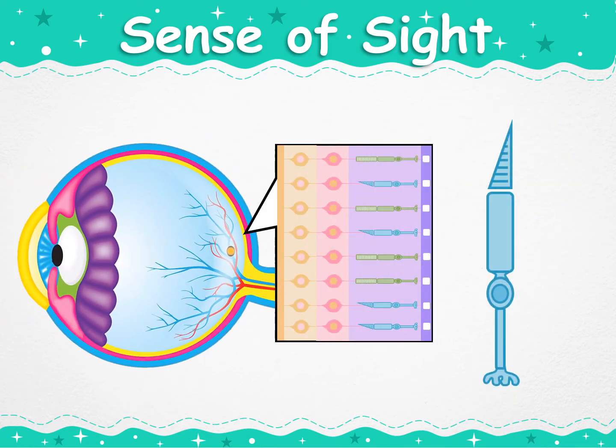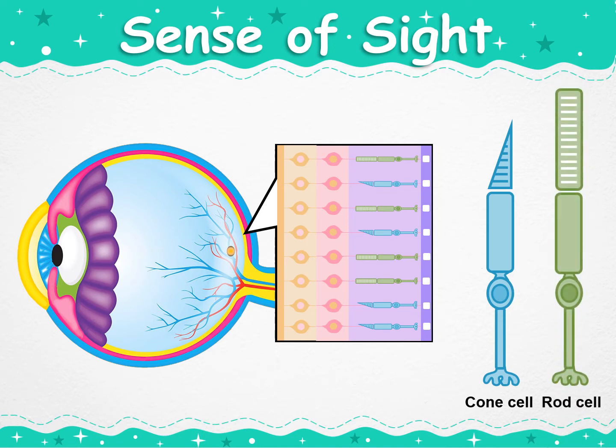Cone cells. These are specialized nerve cells. They are found on the retina and are shaped like cones. These cells are responsible for giving us color vision. Rod cells. These are specialized nerve cells found on the retina just like the cone cells. They are shaped like rods. They are concentrated on the edges of the retina and help in peripheral vision. The rod cells help to see in low light conditions.